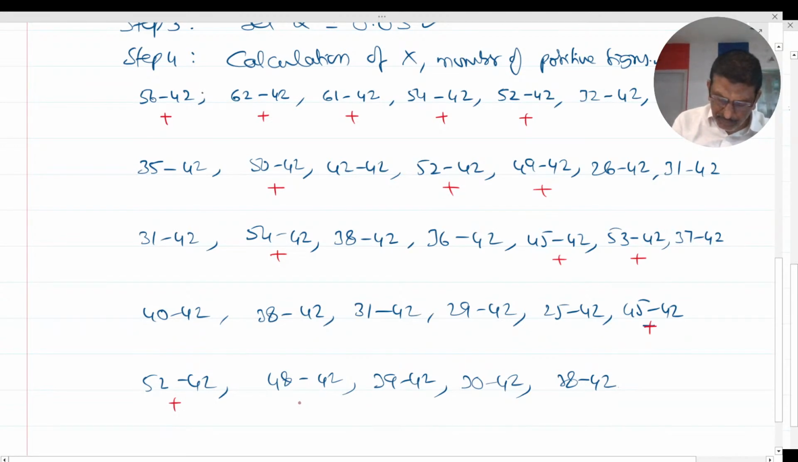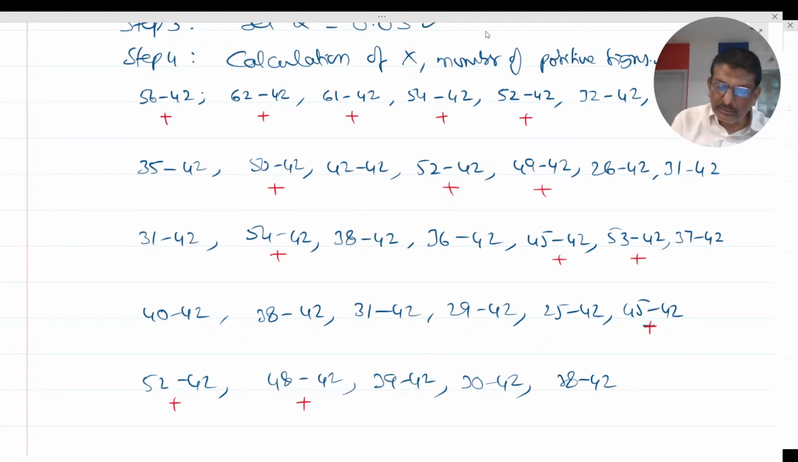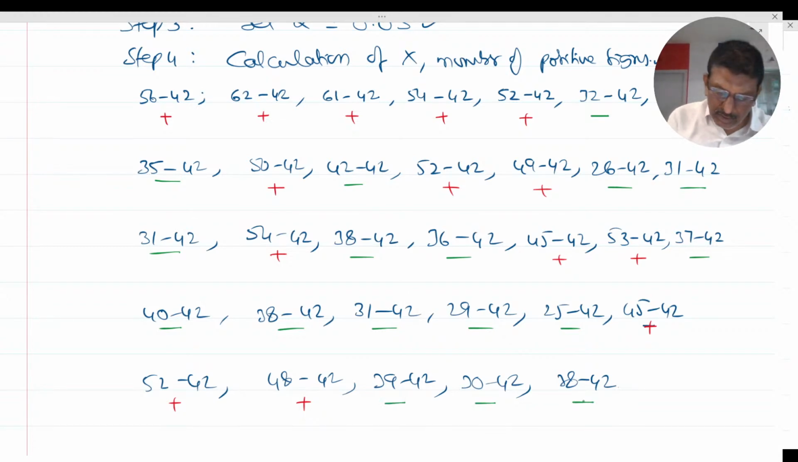Now the negative deviations: here I use the green color for negative deviations. Here are also negative, negative, negative deviations. For this case the deviation is 0, because 42 minus 42 is 0. How many zeros are there here? Only one zero.